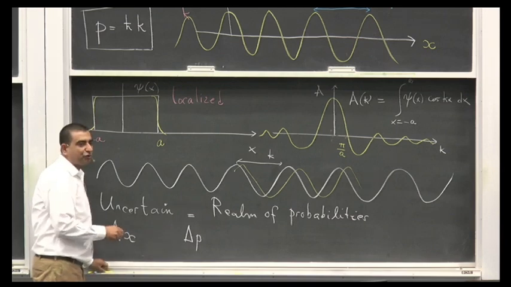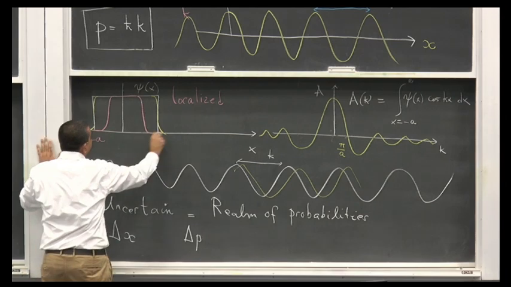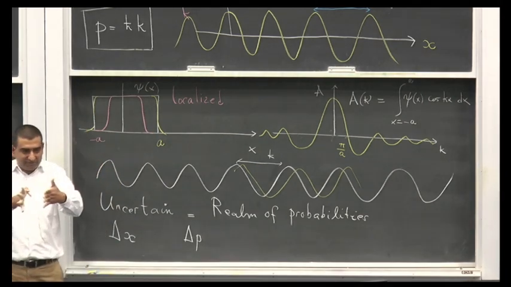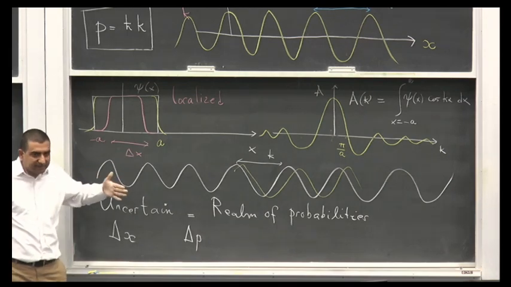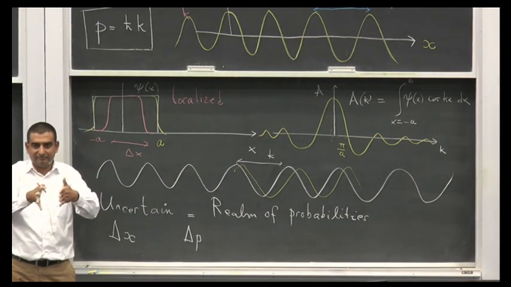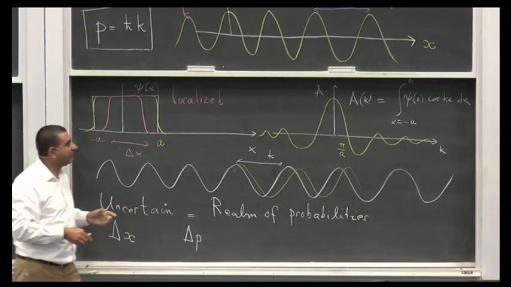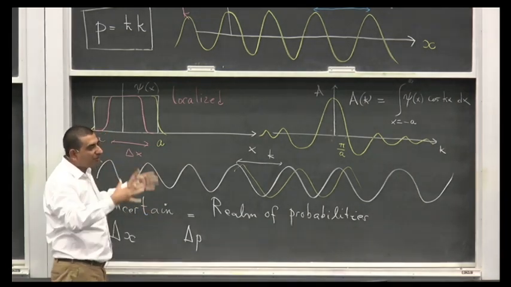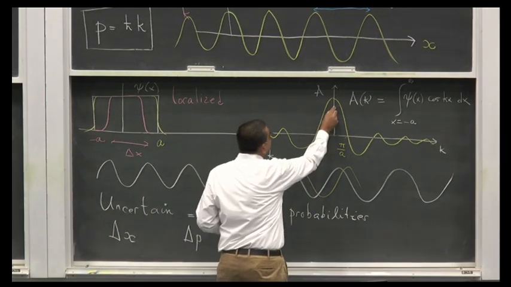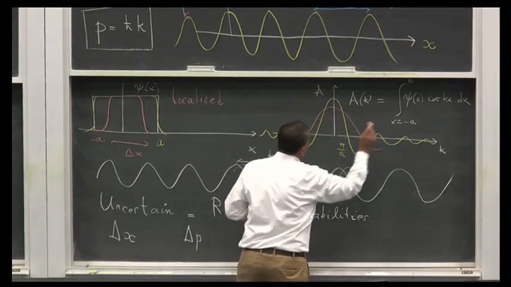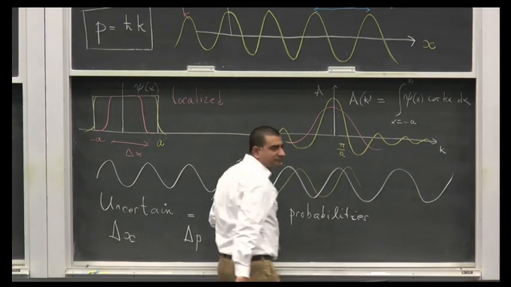Now if I would like to compress this wave function in space, I squeeze it in space, which means I am decreasing delta x. I am decreasing the uncertainty in position. I'm squeezing it in space. What I'm actually doing, if I would like to find out what momentums this squeezed wave function contains, it contains a wider range of momentum. So this wave function in momentum space fans out.